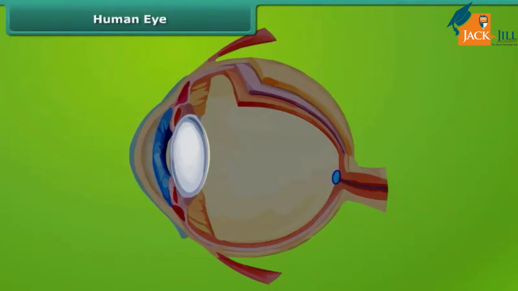Lens. The lens is located behind the pupil of the eye and is transparent. Being thicker in the center, it is a convex lens. It forms an inverted real image of the object on the retina. It changes shape to make sure that the picture on the retina is as clear as possible. Its adjustment is similar to the focusing of a photographic camera.